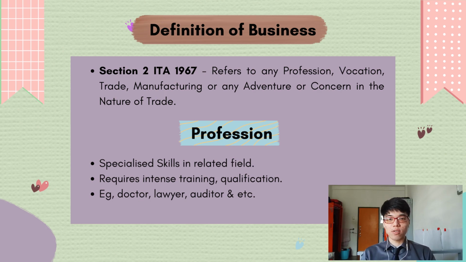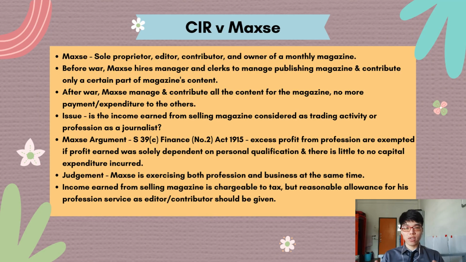We'll take a look at these three cases, which are CIR versus Maxse, Alicat Sdn Bhd versus DGIR, and another Sdn Bhd versus DGIR. So let's take a look at the first case, which is CIR versus Maxse. In this case, Maxse is a sole proprietor, meaning he's a businessman. At the same time, he is also the editor, the contributor, and the owner of a monthly magazine.